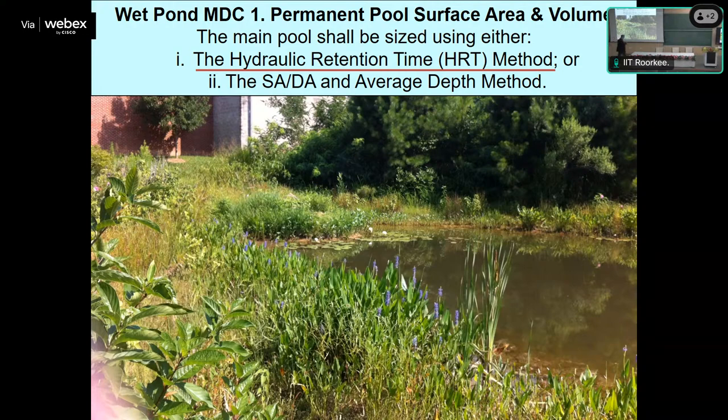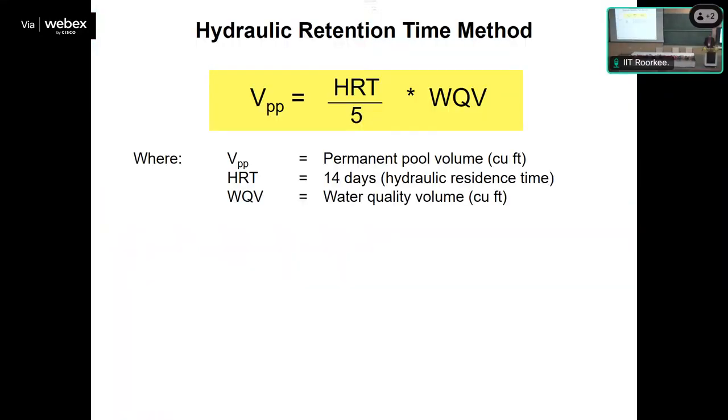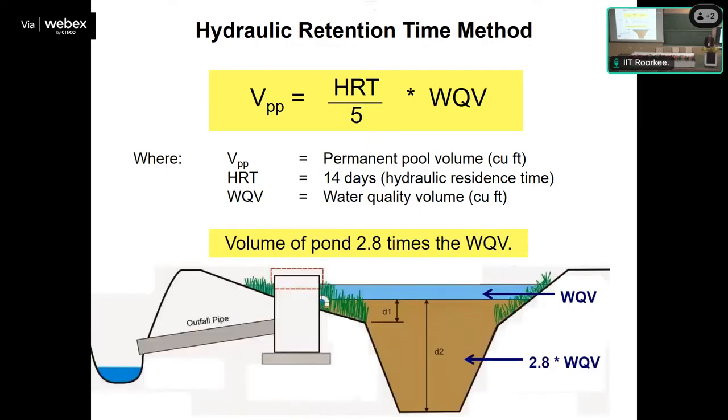So hydraulic retention time is particularly important if you're trying to remove pollutants through things like sedimentation or trying to remove them through denitrification, all right? So for the hydraulic retention time, you pick your hydraulic residence time, that's 14 days. You look at your water quality volume. This is North Carolina standard, so in cubic feet, but you do the same thing in cubic meters. And you base that on your 35 millimeter rainfall that we calculated, and that will help you figure out how big your pond needs to be.